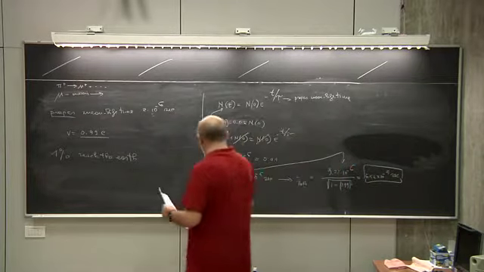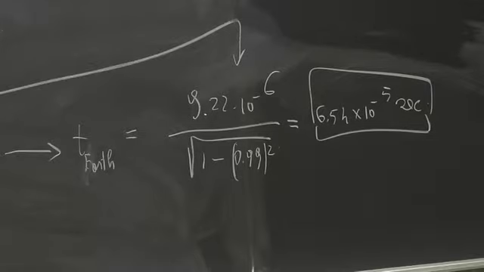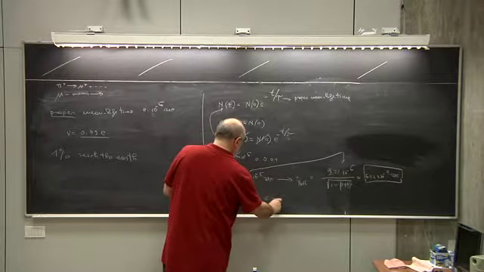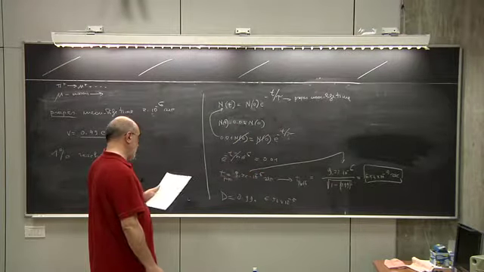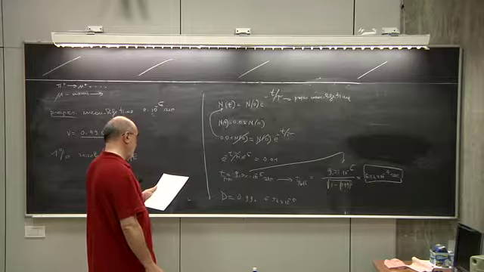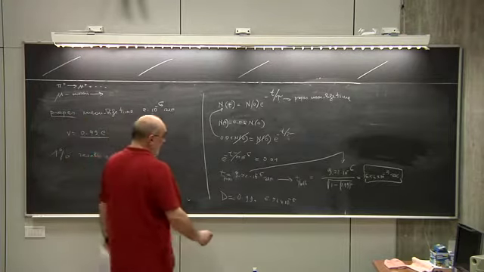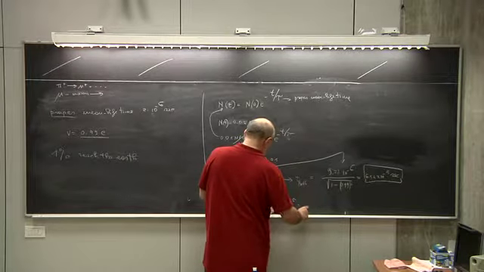Now the distance covered is 0.99 of the velocity of light times the time. So this is the velocity times the time, 6.54 times 10 to the minus 5. I think I made a mistake. I have 0.99, but I have to multiply by c. In the notes, then, there is a mistake. I will not correct it.